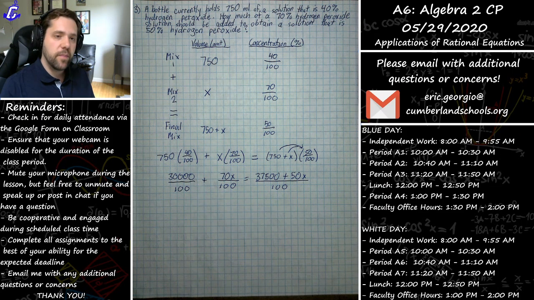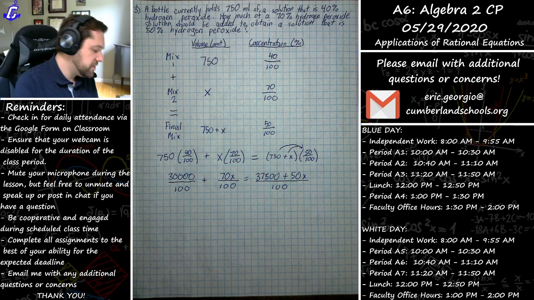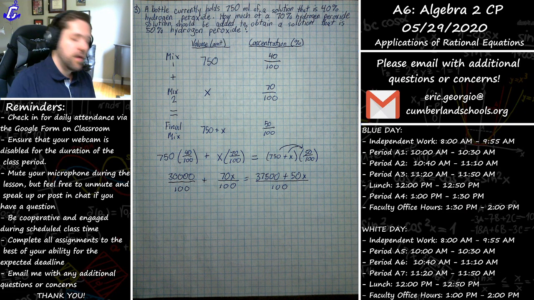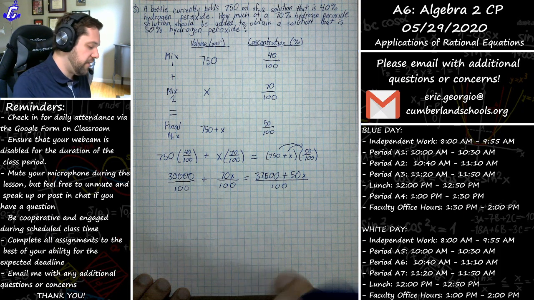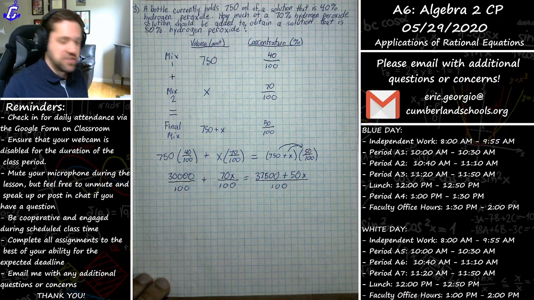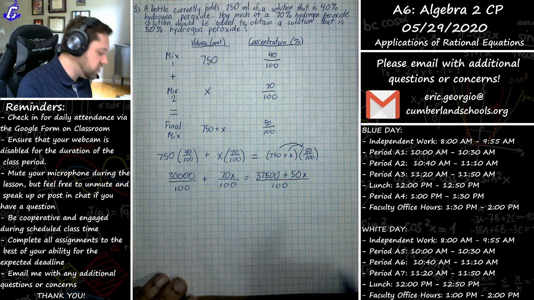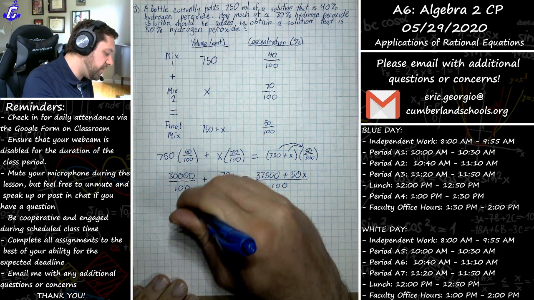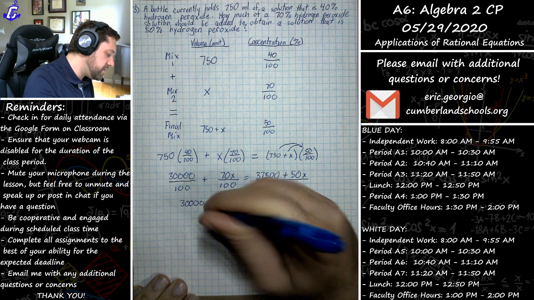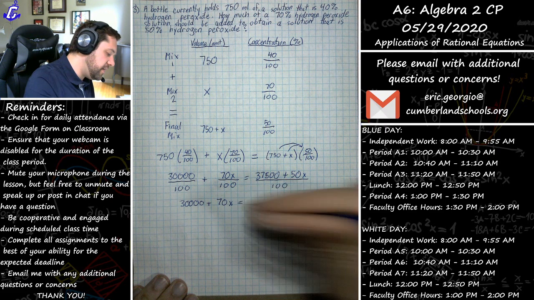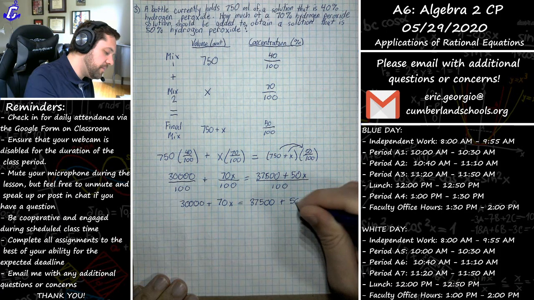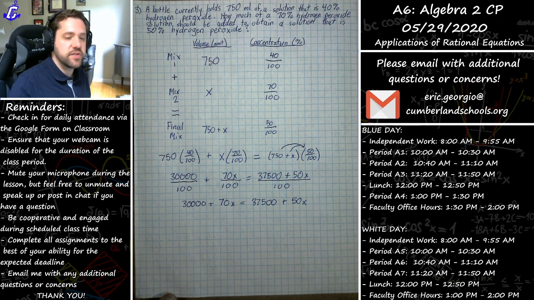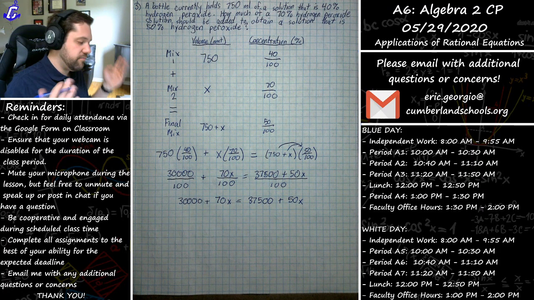And although the numbers are larger than you may be used to seeing in a typical algebra problem, the great benefit that happens here is you notice all of your denominators are already the same. They're all out of 100, meaning that they already match. They already have the least common denominator, so we can just focus on the numerator and say 30,000 plus 70x is equal to 37,500 plus 50x. And once again, this now turns into Algebra 1. Big numbers, but still Algebra 1.